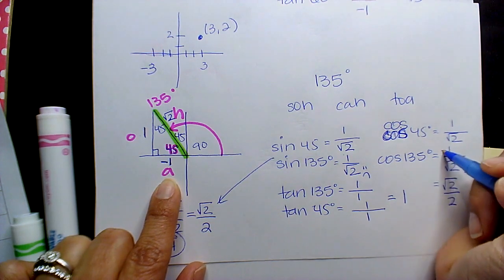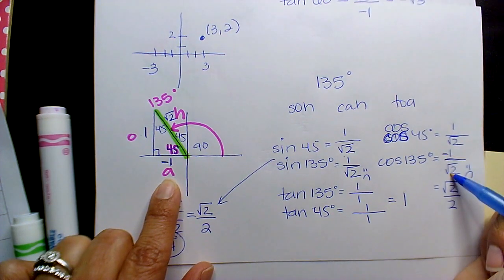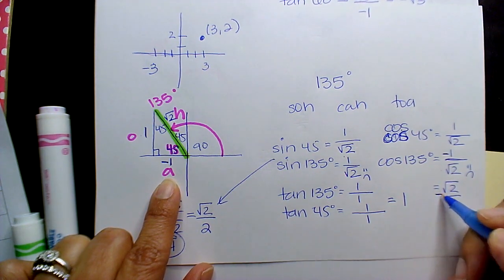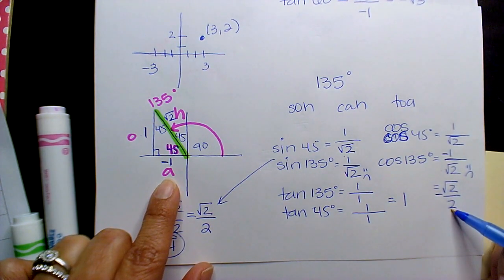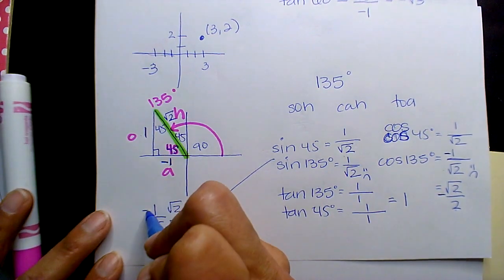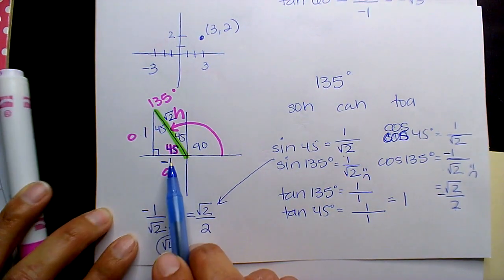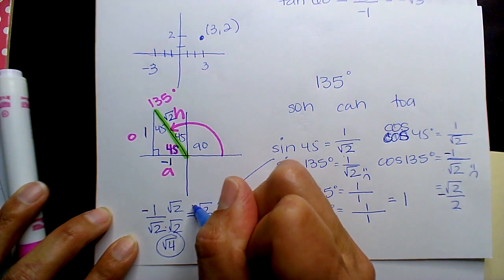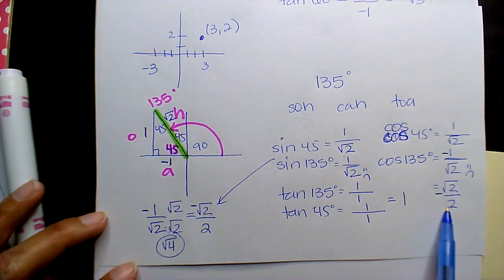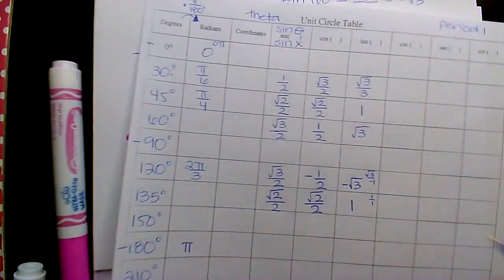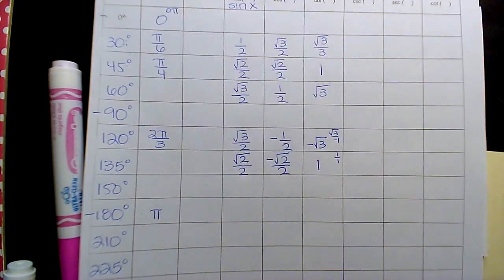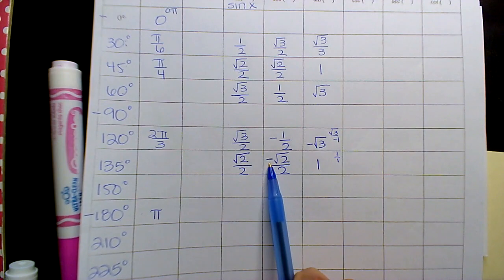It would be -1 over rad 2. So this becomes negative rad 2 over 2, because this is your negative here, negative 1 (A) over H, negative 1 over rad 2. So negative 1 times rad 2 is negative rad 2, and now you get negative rad 2 over 2. Mark that.